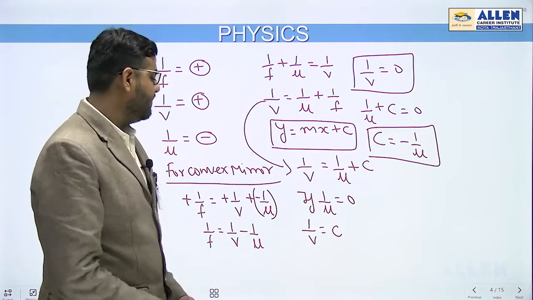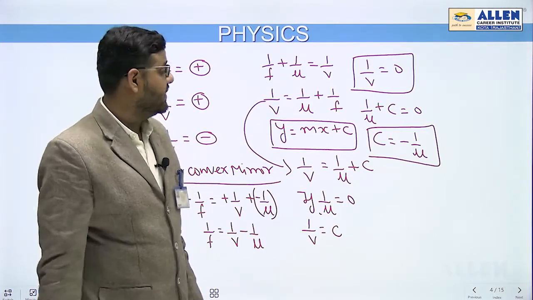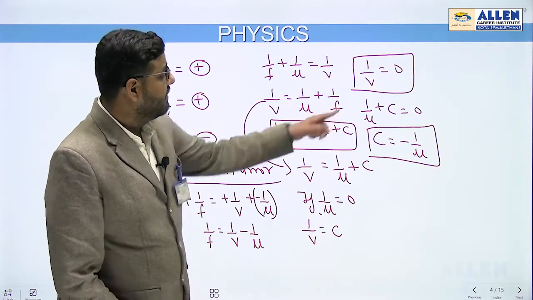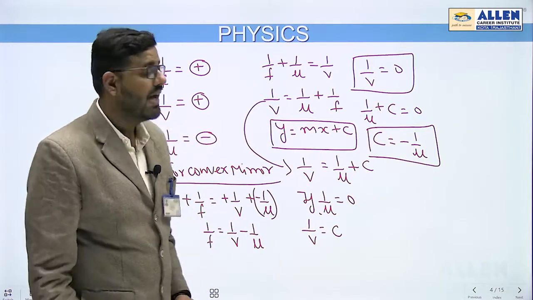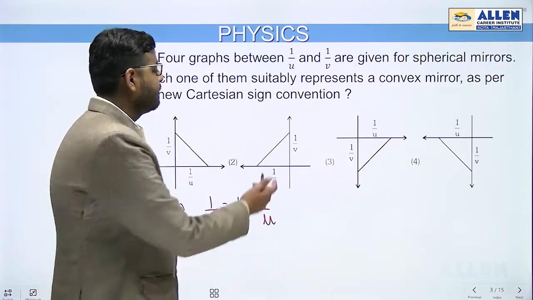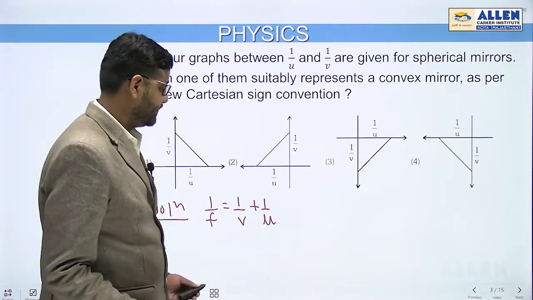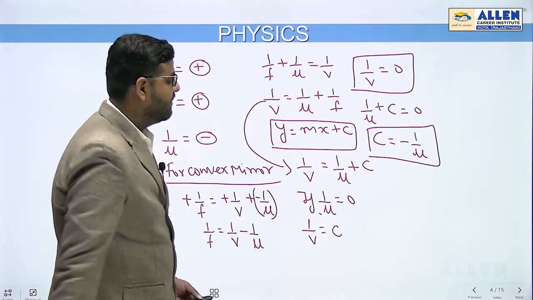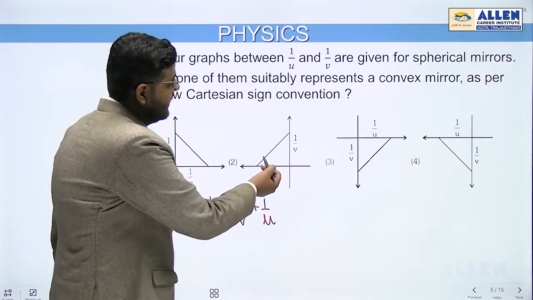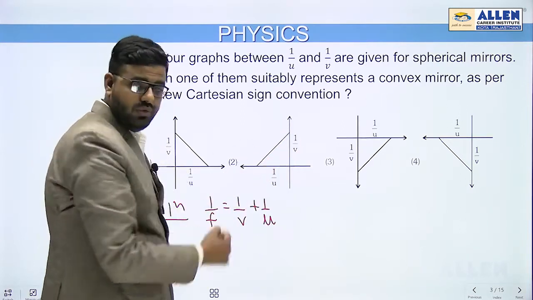Okay, so if 1 by u equal to 0, then 1 by v equal to c, that is equal to the intercept, or if 1 by v equal to 0, then c, that is the intercept, is equal to minus 1 by u. And as you can see, this condition is satisfied in graph 2, since if we see 1 by u equal to 0, then c equal to 1 by v. So here you can see, if 1 by u equal to 0, then c will be equal to 1 by v.